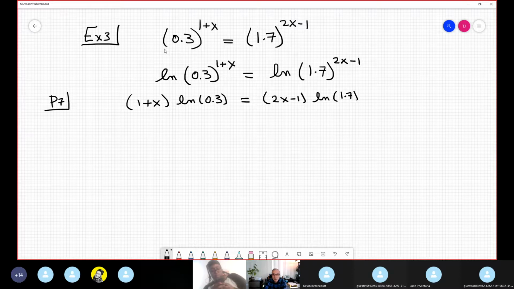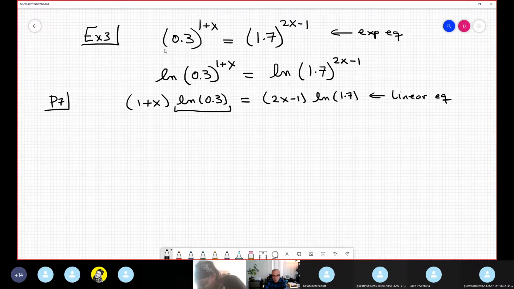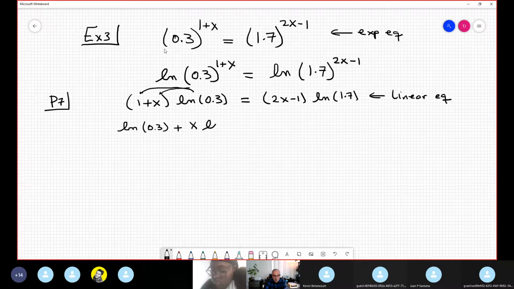Which allows us to convert from an exponential equation to a linear equation. This is a linear equation. And this linear equation we solve exactly the same as we do in intermediate algebra, because this is just a number, and this is just a number. Okay, we can compute in the calculator, of course, so we have no problem. You apply now the distributive property, you multiply this and this, this and that, and we have natural logarithm of 0.3 plus x times natural logarithm of 0.3.